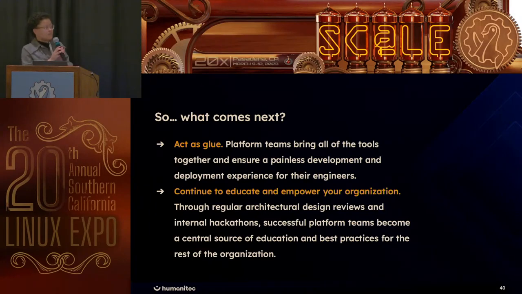The other thing that's really important is to continue to educate and empower your organization about your platform's capabilities. This can take the form of a lot of different stuff. You can do regular architectural design reviews, you can do internal hackathons, whatever it is, you need to make sure that everyone knows what your platform is doing and how it's providing value. Your successful platform team needs to be a central source of education and best practices for the rest of the organization so that the platform continues to provide value over time, even after the bulk of the functionality is built out.